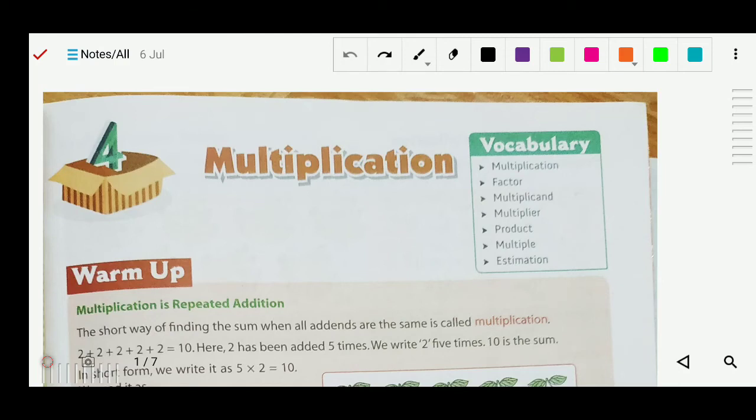Good morning, students. Today we will start chapter 4, multiplication. You can take out page number 45.